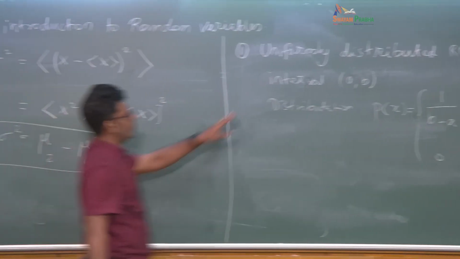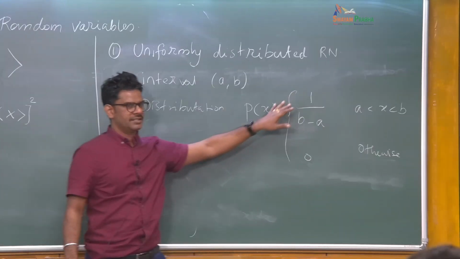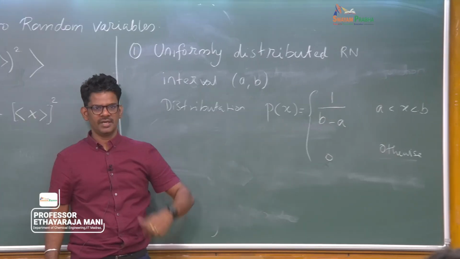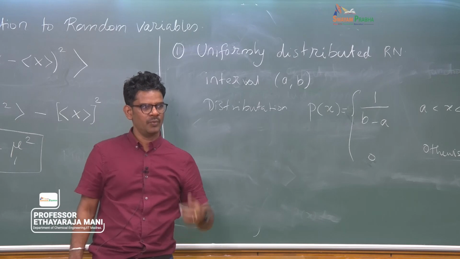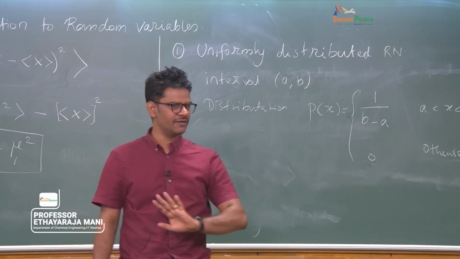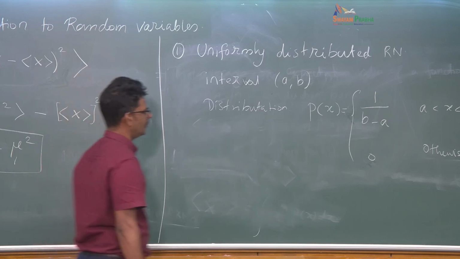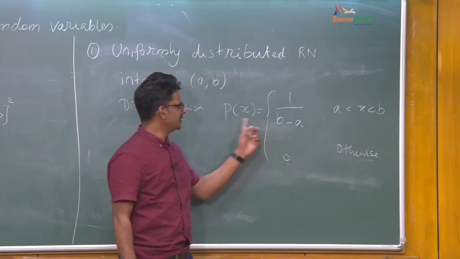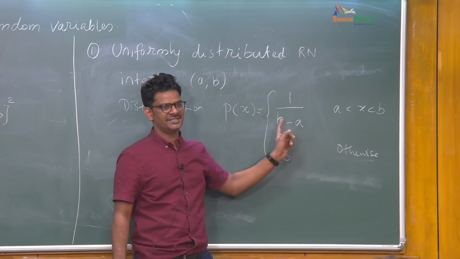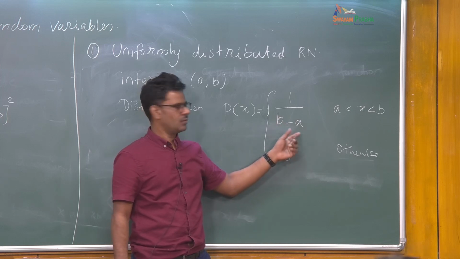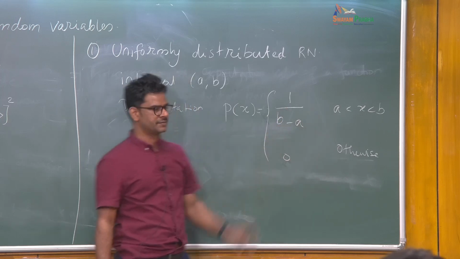So when we say uniformly distributed, what we mean is that any value between a and b is equally likely. One value is not more likely than the other, all are equally likely. That's what we mean by a uniformly distributed random number. You can see this probability distribution function is a constant, it doesn't depend on x. Once you specify the range, then it is fixed.